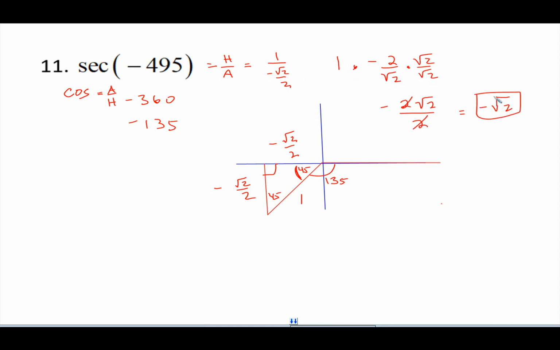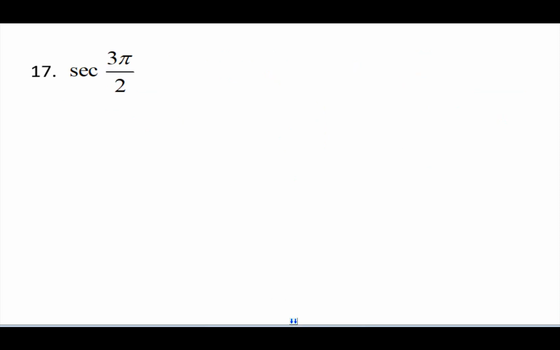Okay, so let's maybe do one more. We need to find secant of 3 pi over 2. First of all, remember we want to work only in degrees for this lesson. So let's convert this to degrees. We multiply by 180 over pi. The pi's cancel, 2 and 180 reduce, that gives you 90. So it looks like we're going to get secant 270.